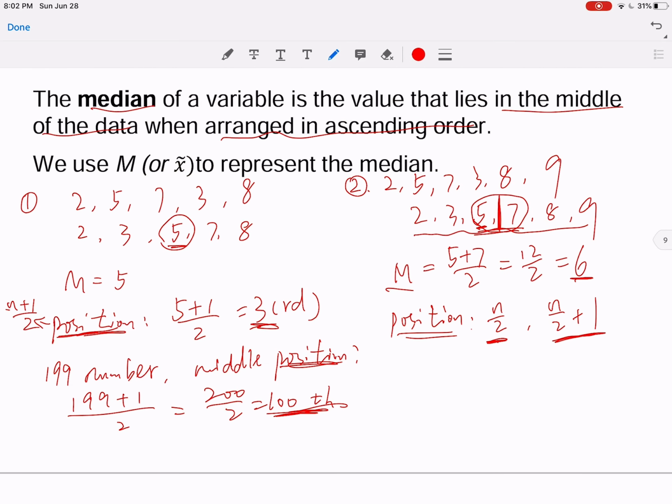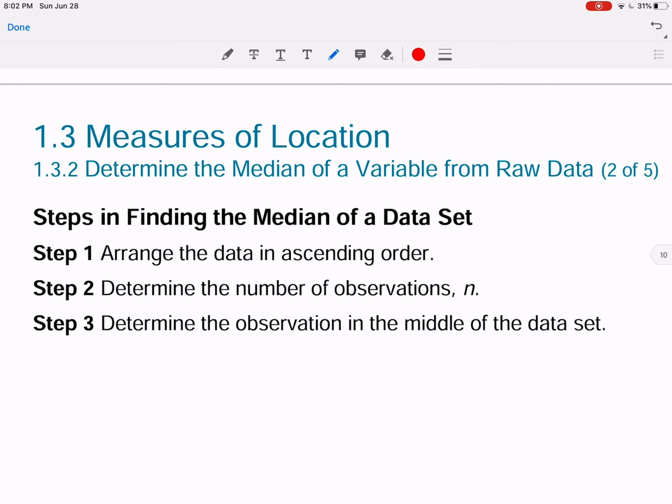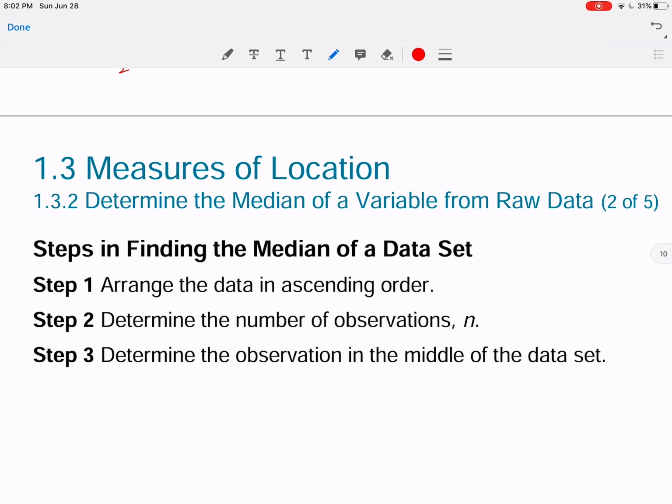Let's take a look at the steps of finding the median of a data set. Of course, that's pretty much the same as we just went over. Step 1, we want to arrange the data set in ascending order, and then determine the number of observations n. And then determine the observation in the middle of the data set. If the sample size is pretty small, we can just pick the middle number or the two middle numbers directly. But if the data set is too large, we have to find the middle positions.